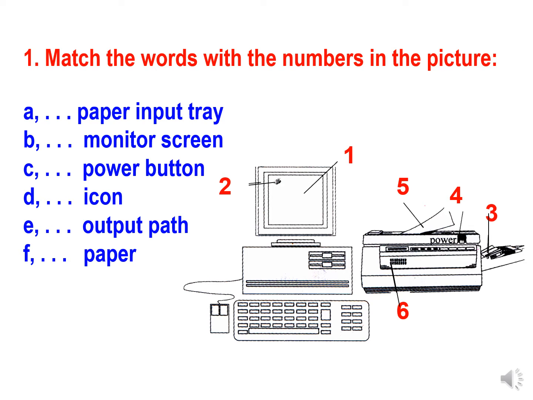Now look at number 1, for example number 1. Monitor spring. Continue number 2. Icon, ký hiệu, biểu tượng. Number 3. Paper in push tray, cái khay đựng giấy. 4. Output part. 5. Paper là giấy. Number 6. Power button, cái nút để chúng ta ấn mở là tắt máy.